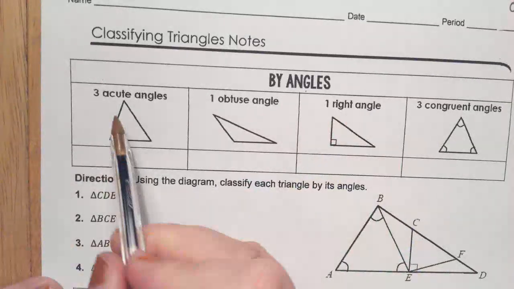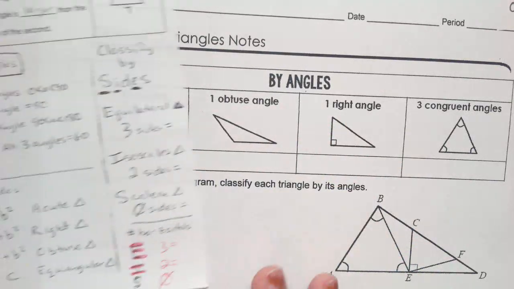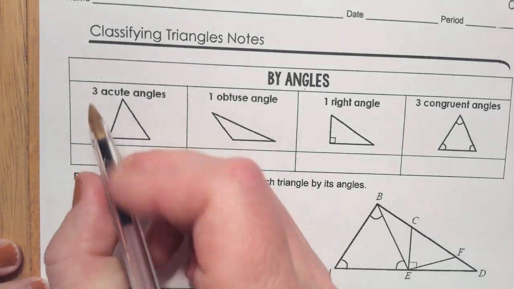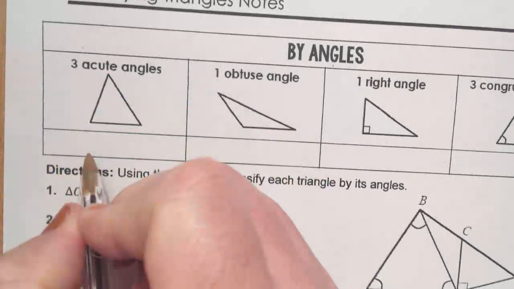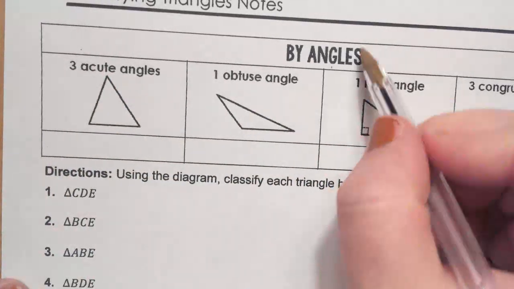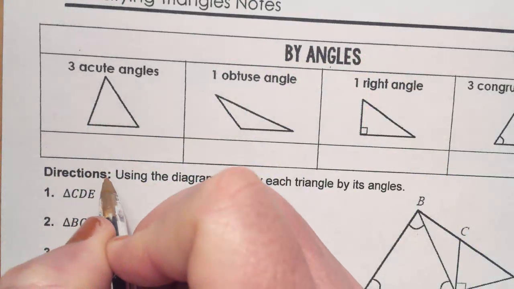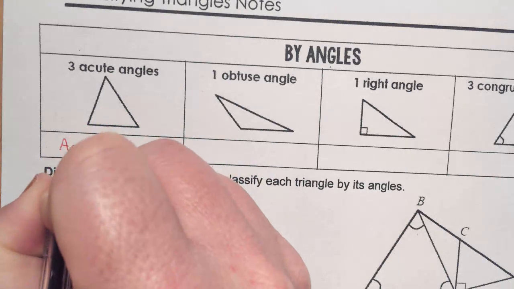Okay, so 3 acute angles. So I'm just having my notes sitting right here next to me to help me out. So when 3 angles are all acute, guess what this is called? So for the angles, remember we're talking about angles. There's an acute angle, right? So that's an acute triangle.